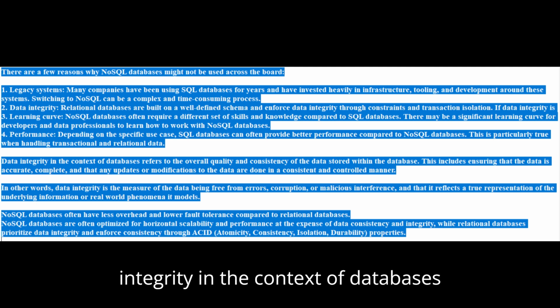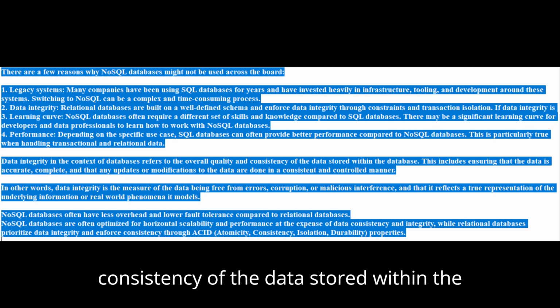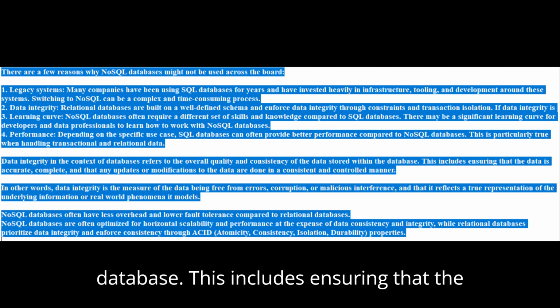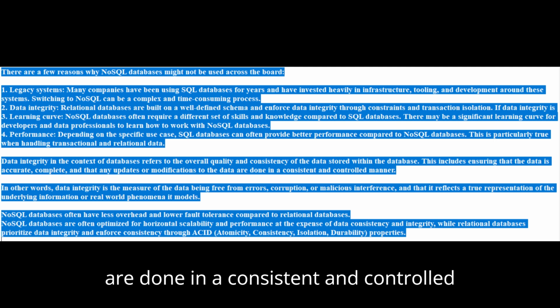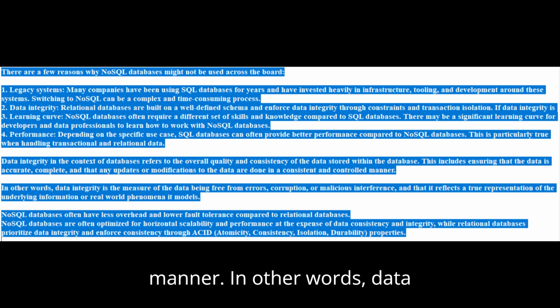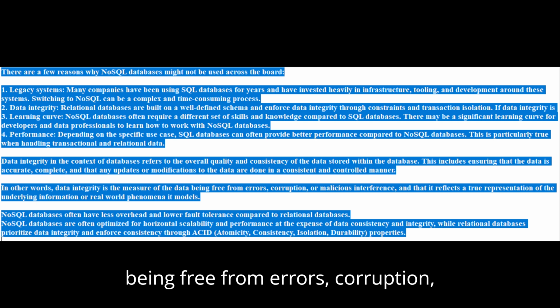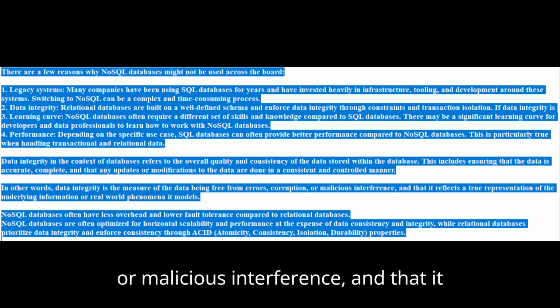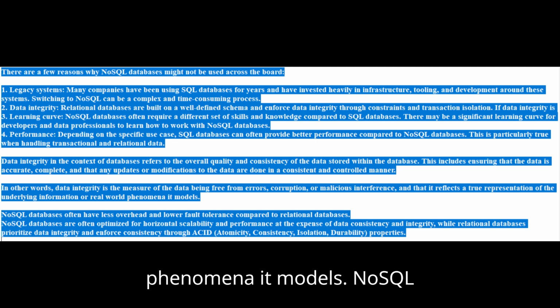Data integrity in the context of databases refers to the overall quality and consistency of the data stored within the database. This includes ensuring that the data is accurate, complete, and that any updates or modifications to the data are done in a consistent and controlled manner. In other words, data integrity is the measure of the data being free from errors, corruption, or malicious interference, and that it reflects a true representation of the underlying information or real-world phenomena it models.